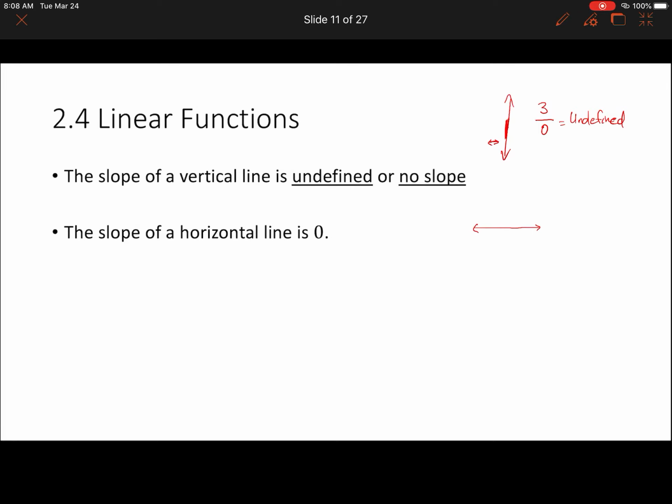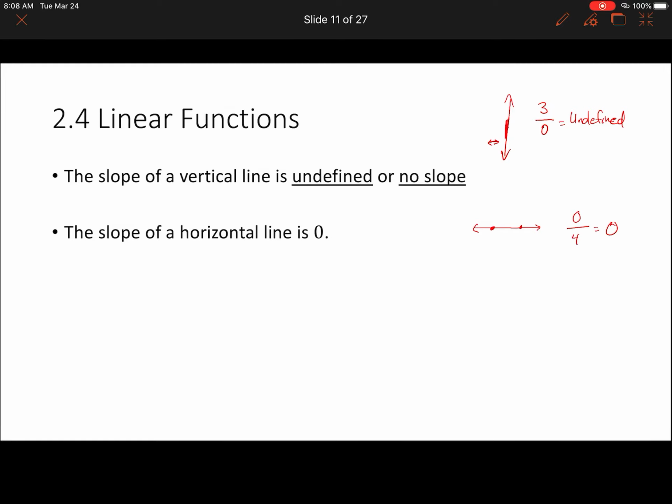On the flip side of that, though, a horizontal line has what we call zero slope. Again, if you were to think about rise and run, if you were going to go from this point, say, to this point, well, you wouldn't rise any. You don't go up or down, and so the rise would be 0. And then you would run some amount, we'll call it 4, just for the sake of a number. And 0 divided by 4 is 0.